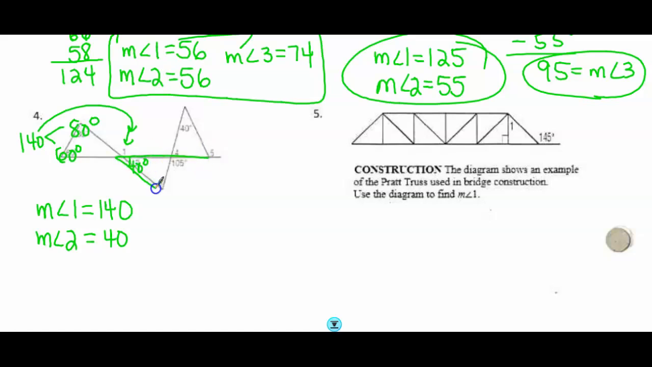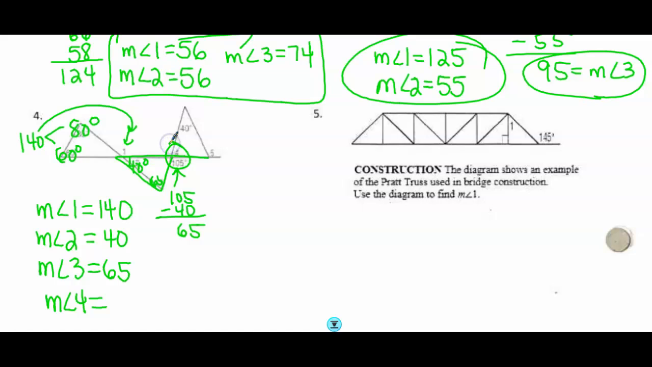Then we have this exterior angle right here, 105. 105 minus 40 would give you 65 for the measure of angle 3. 65. Measure of angle 4. 4 is supplementary to 105, so 4 would have to be 75. And then to find the last one here, the measure of angle 5, that would have to be 40 plus 75, because those are the two remote interior angles, which is 115.